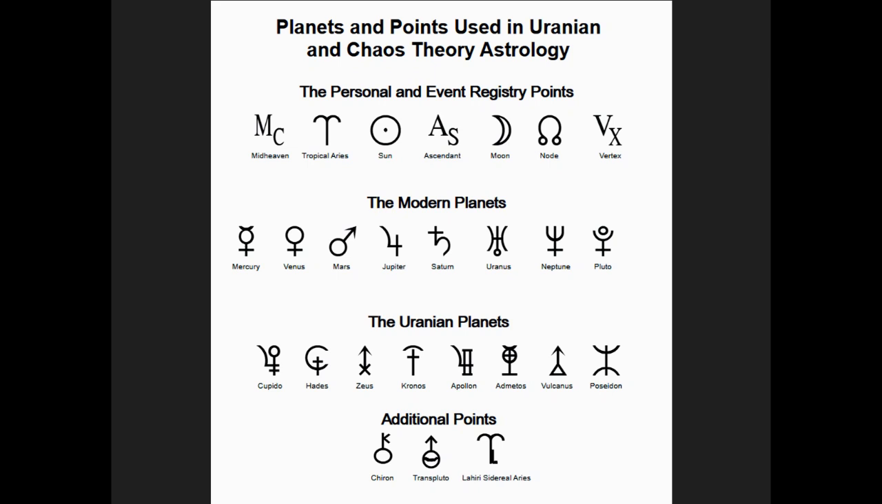I personally believe that the Uranian planets should be included in every type of astrological chart: traditional, modern, dial charts, all that. They are very important, including such things as astrocartography. Additional points I use are Chiron, Trans-Pluto, and the Lahiri sidereal Aries, which I have found to be very important as an additional personal or event point for registry.